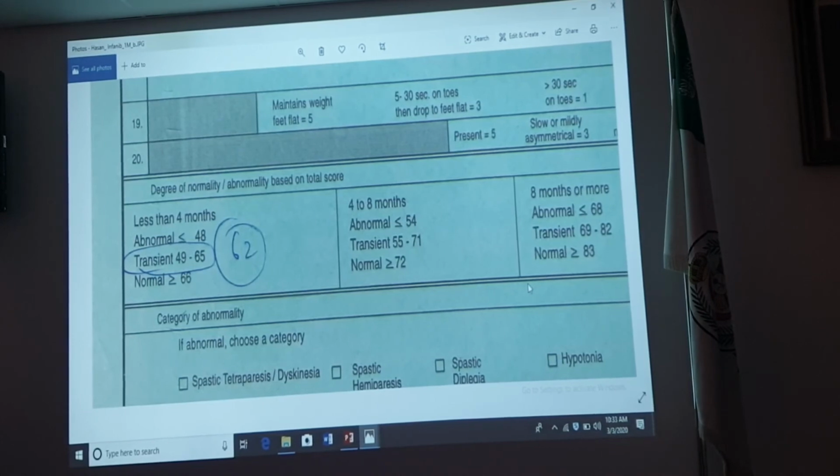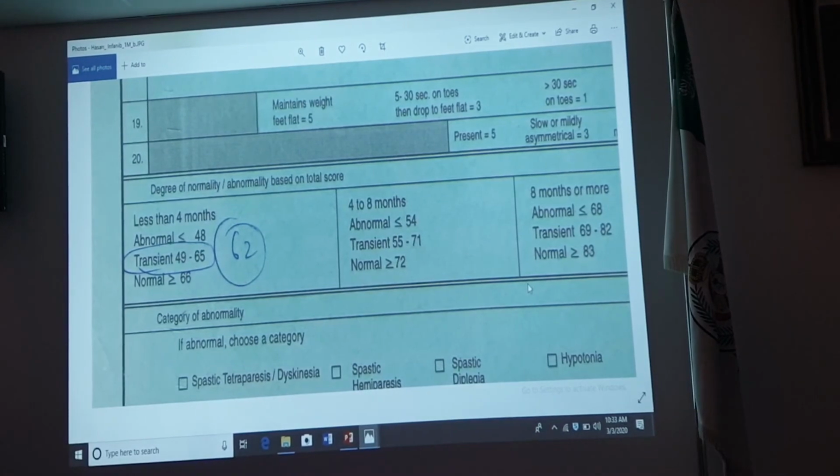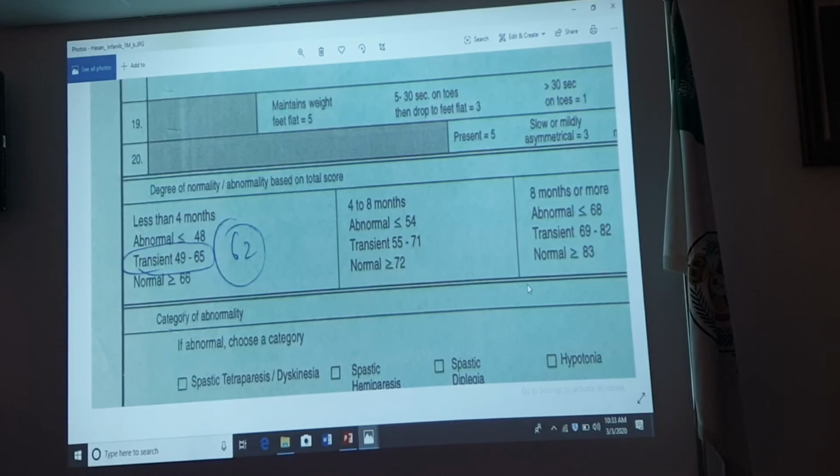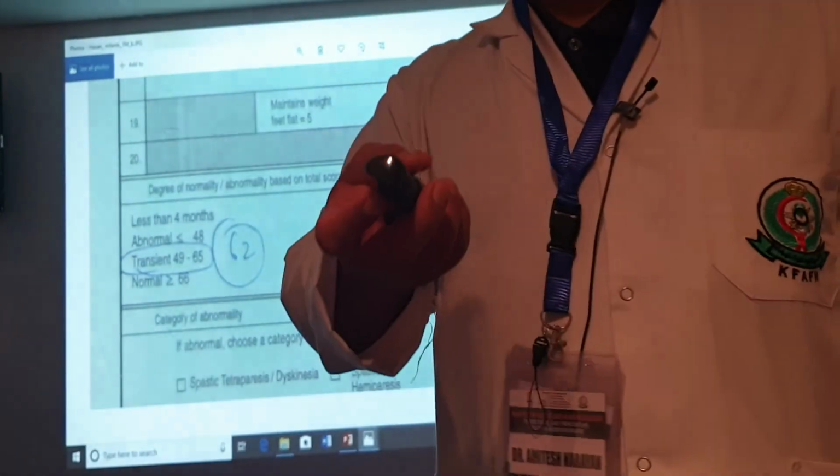So that means if a child is scored on 14 items from birth to 4 months, the child will get a maximum score of 70. For a child to be normal, the child should get more than or equal to 66. Clear? Anybody between 49 and 65 will come as transient. Anybody equal to or less than 48 will come as abnormal. Now clear? So the scale and scoring is designed like that.